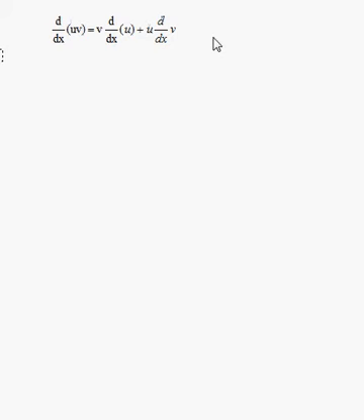Let's say we have to differentiate x e^x. So we have to differentiate this with respect to x. You see, there are two different functions which are being multiplied, x and e^x. So I would suppose that my u is x and my v is e^x.